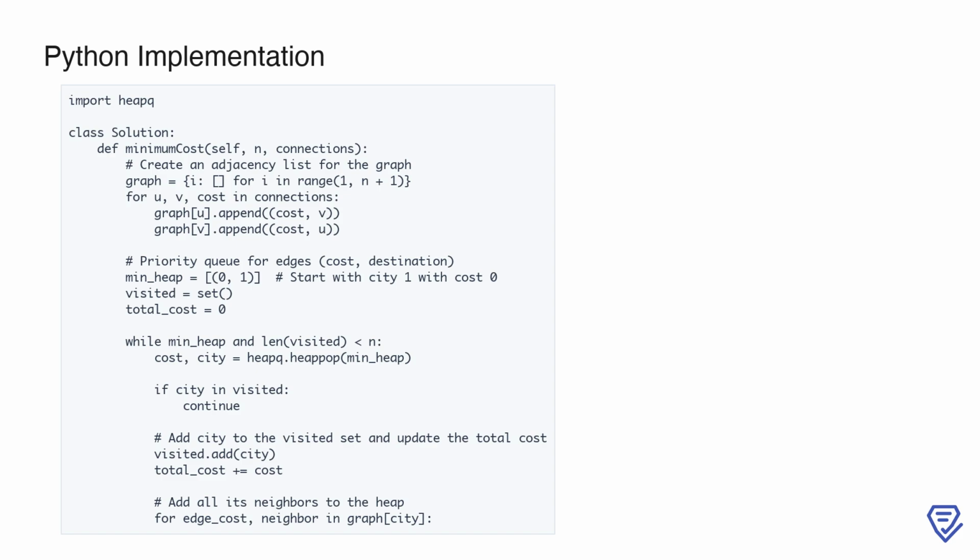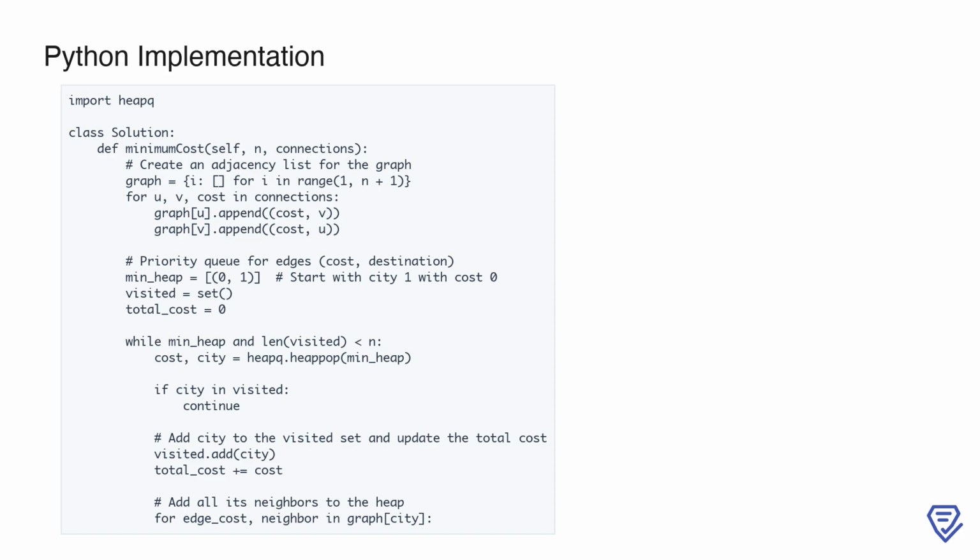Next, we set up a priority queue, also known as a min heap, to guide our traversal of the graph. We begin with city 1 and an initial cost of 0, which we push onto the heap. A set is used to keep track of visited cities, ensuring we don't process the same city multiple times. We also initialize a variable, total_cost, to accumulate the cost of the connections as we proceed. The main part of the algorithm is a loop that continues as long as there are cities to process in the heap and not all cities have been visited.